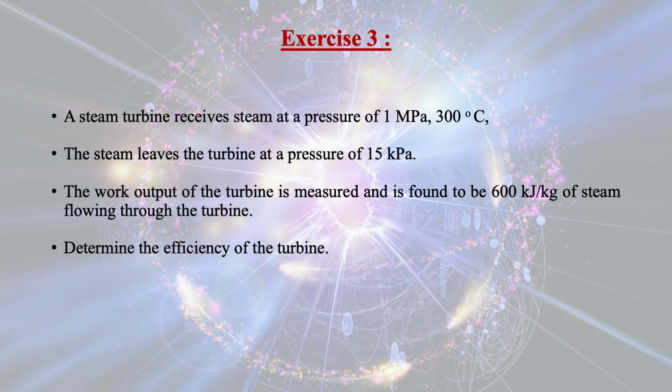Now let us see how we can solve the exercise 3. A steam turbine receives steam at a pressure of 1 megapascal, 300 degree centigrade. The steam leaves the turbine at a pressure of 15 kilopascal. The work output of the turbine is measured and is found to be 600 kilojoule per kg of steam flowing through the turbine. Determine the efficiency of the turbine. This is the same kind of problem. Now let us see how we can solve this problem.